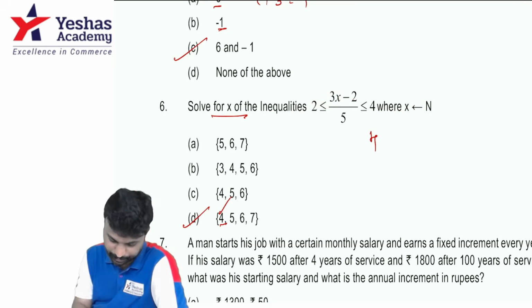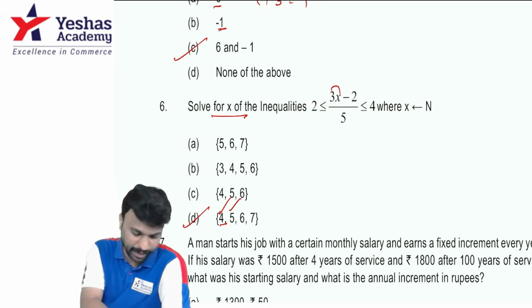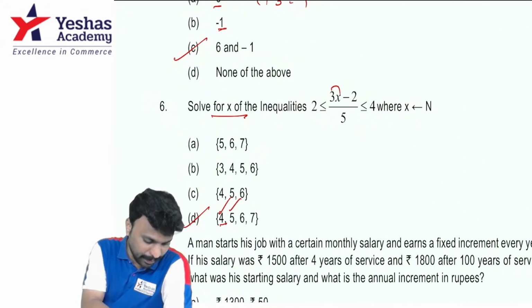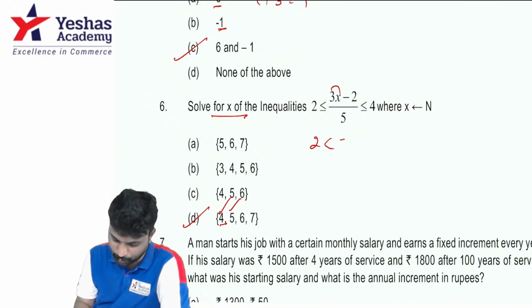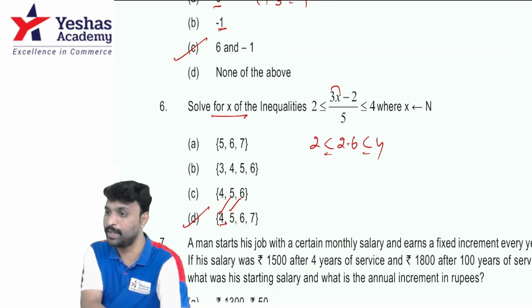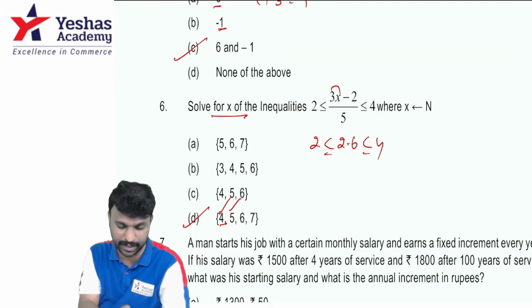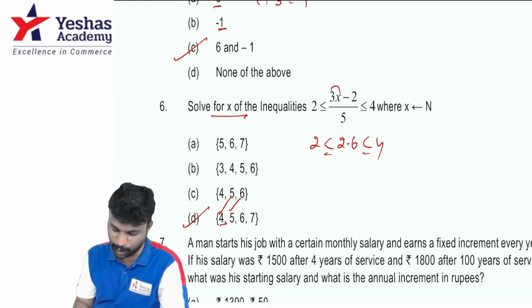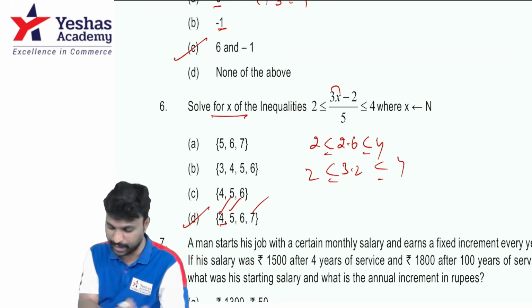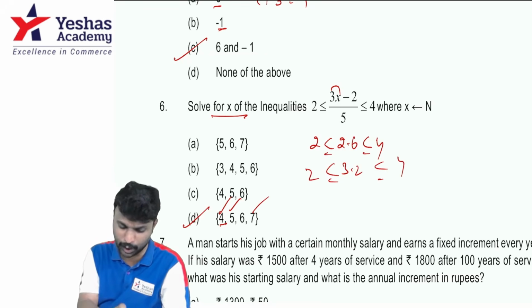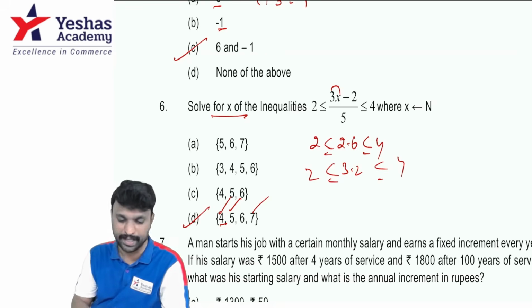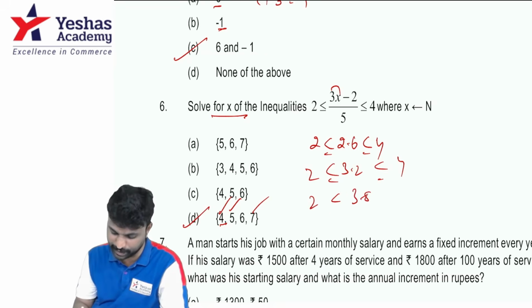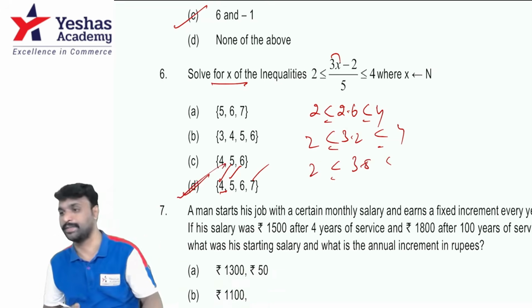What if I hit this number 5? 3 5s are 15. 15 minus 2 is 13. 13 divided by 5 is 2.6. Definitely 2.6 is in between what? 2 and 4 only. Even 5 satisfies. How about 6? 3 6s are 18. 18 minus 2 is 16. So 16 divided by 5 is 3.2. Definitely 3.2 is also between 2 and 4 only. How about 7? 3 7s are 21. 21 minus 2 is 19. 19 divided by 5 is 3.8. Even 3.8 will satisfy. That means option D is the right answer.